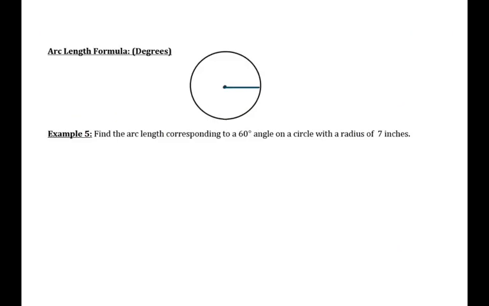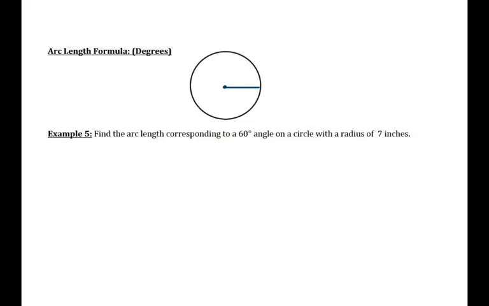And then the last thing we need to talk about is a formula, and we'll talk about the arc length formula in degrees first, and then we'll later talk about arc length in radians. Arc length is just the length of a certain part of the circle. So it's a certain arc or portion of the circle's circumference, and that's what the length is.